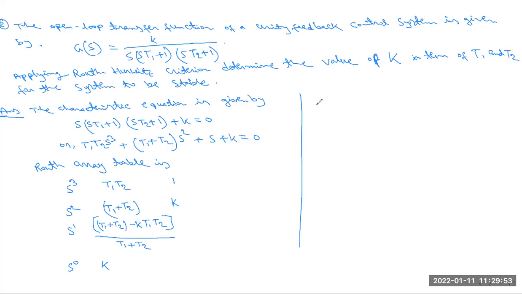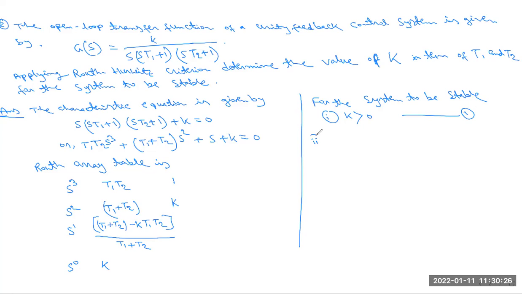So for the system to be stable, first, K is greater than 0. Because always the value is also greater than 0 at all times. So this is the first relation.